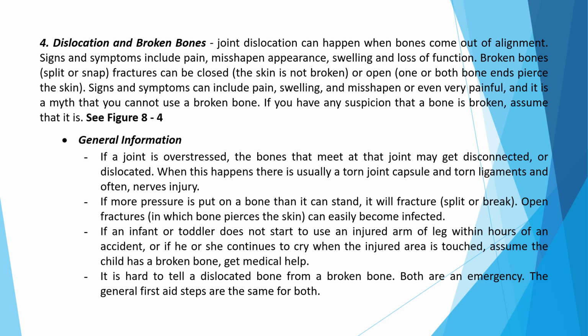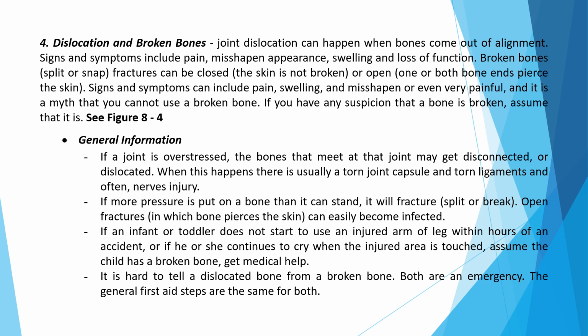Dislocation or broken bones. So joint dislocation can happen when bones come out of a ligament. Signs and symptoms include pain, misshapen appearance, swelling, and loss of function. Broken bones, such as your split or snap fractures, can be closed, where the skin is not broken or open, or open, where one of the bone ends pierces the skin, o nitusok sa skin. Signs and symptoms can include pain, swelling, misshapen, or even very painful, and it's a myth that you cannot use a broken bone. If you have any suspicions that the bone is broken, assume that it is.